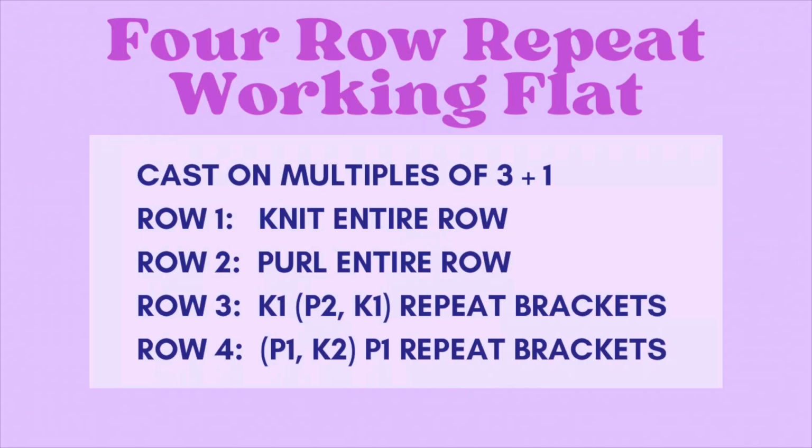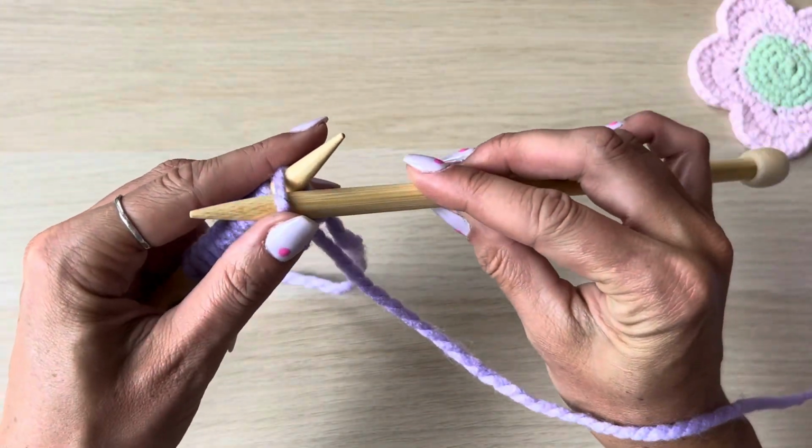And here's that 4-row repeat again. So the next row is going to be a full purl row. So let's get that done here.